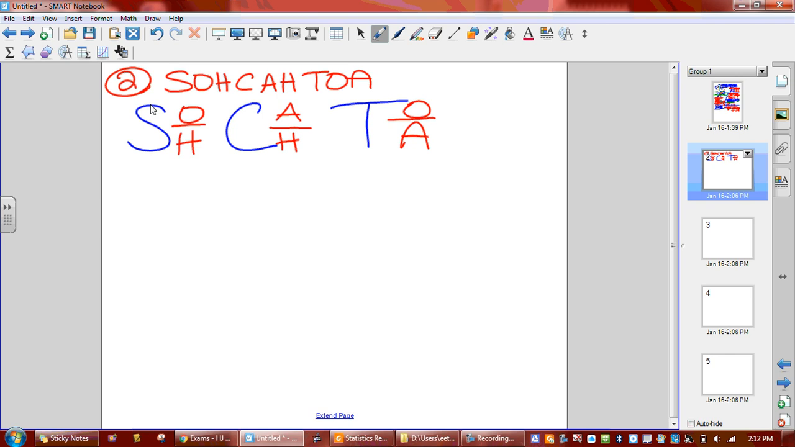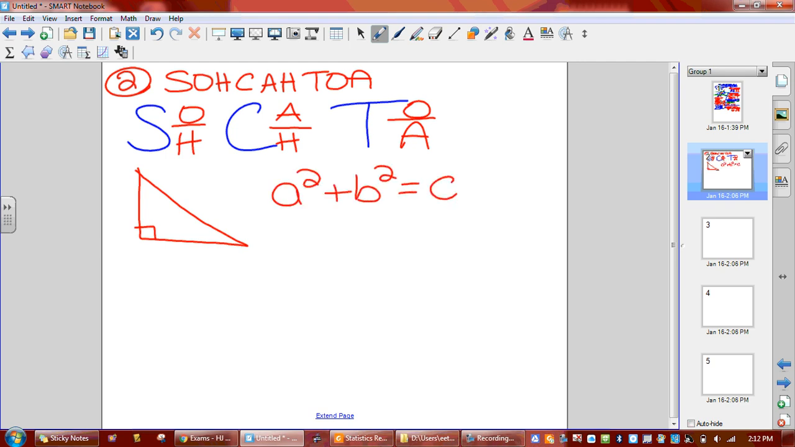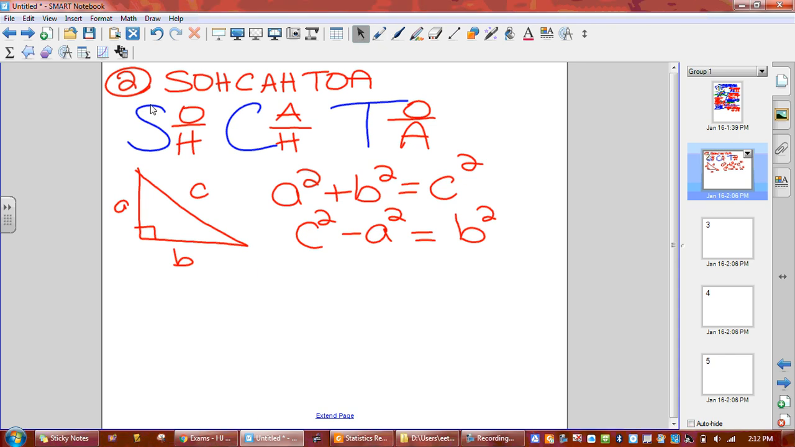Now, the other formulas we need to know is the Pythagorean Theorem. A squared plus B squared equals C squared. And of course, the variation of the subtraction. So C squared minus one of the sides squared equals the other side squared. Okay, so this is A, B, and of course C is your hypotenuse. So now we have 3 new words, the O, the A, and the H. So O stands for opposite side. So it's going to be across from the angle.